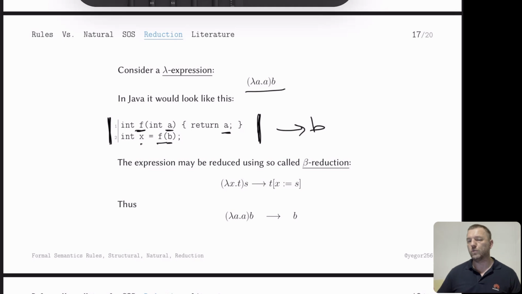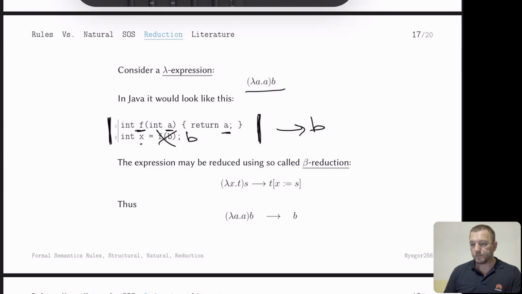So there's no need to actually compile this code and make the code at runtime jump into the function, stay in the function, return what was sent to the function, and then assign it to x. We can just put b here instead, and that's it. You see, this is reduction. So instead of explaining that in our machine, when this happens, the machine returns the result, and so on, we can just reduce it to a shorter expression.